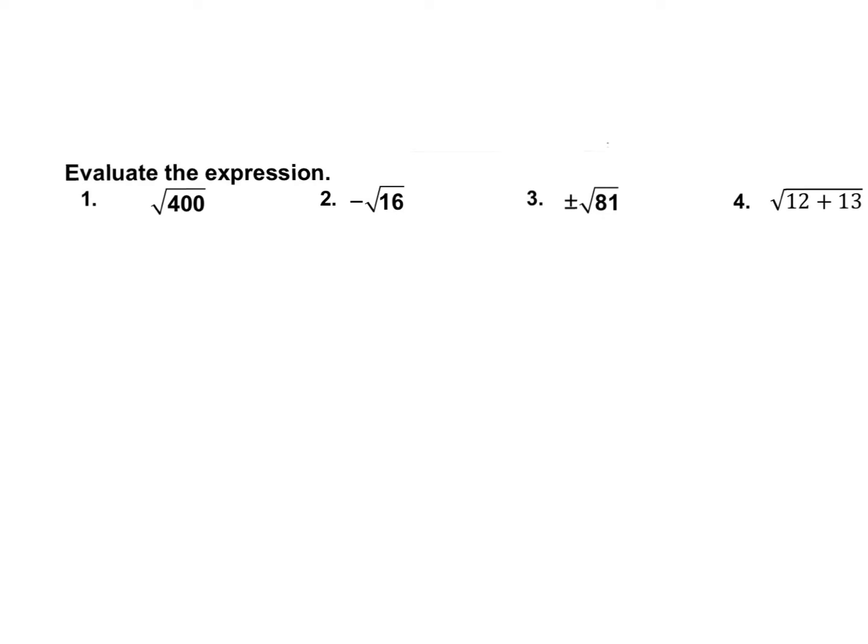All right, so let's start out by evaluating the expression. Remember, the square root, we're looking for something times something, and these are all going to be perfect squares here. So what times what is equal to 400? And we know that 20 times 20 is equal to 400, or 20 squared is equal to 400, and so the square root of 400 is equal to 20.